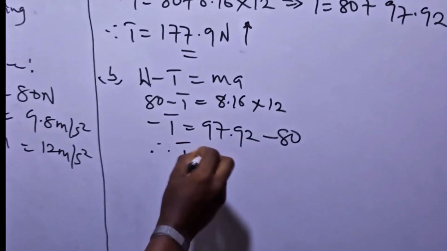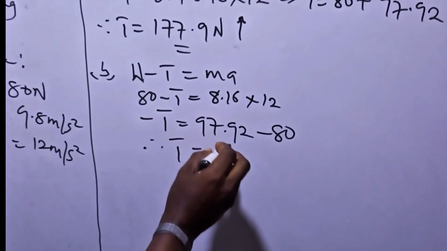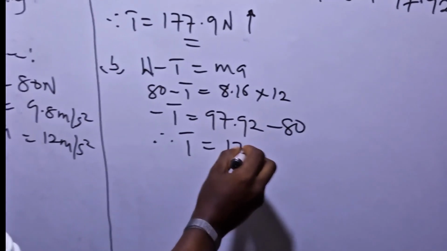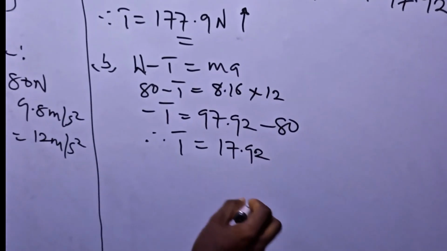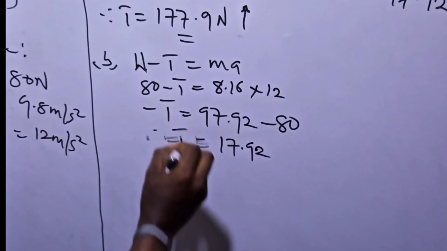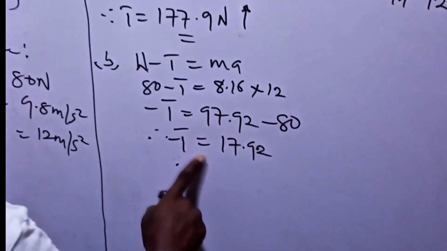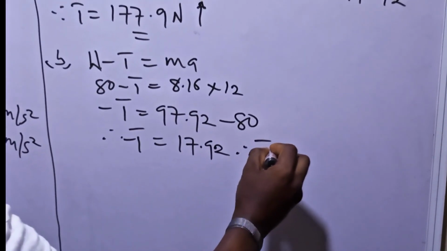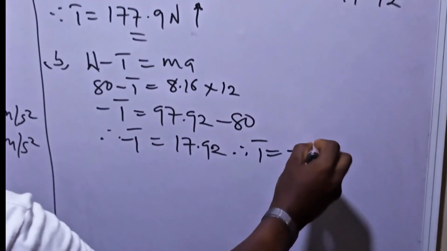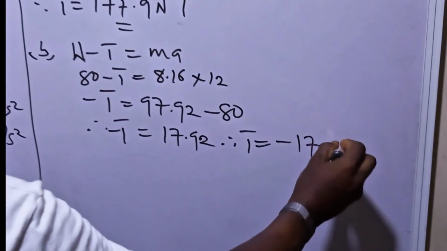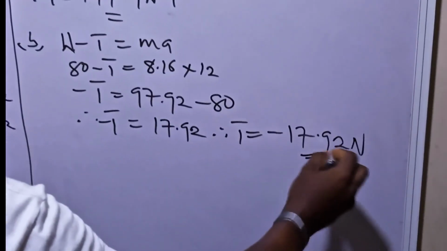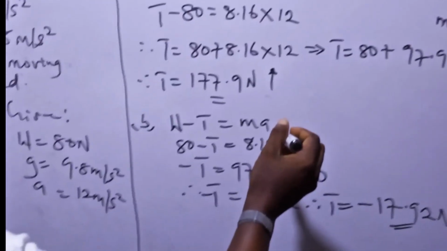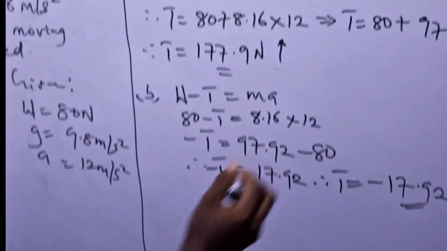Therefore, the tension would be 97.92 minus 80, which gives you 17.92. So this is minus, please. Therefore, let me put it here. The tension will be equal to minus 17.92 Newton. Now that is the tension in the rope if the elevator is going downward.